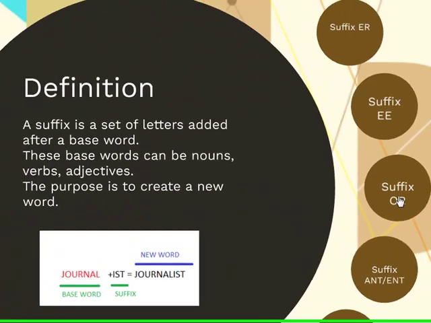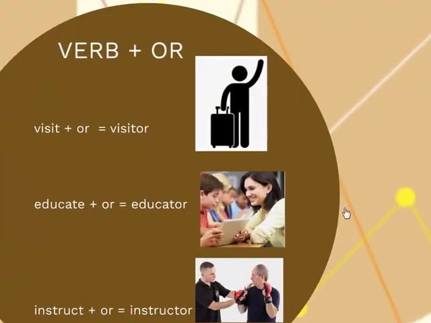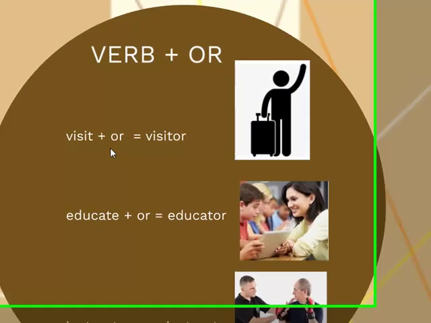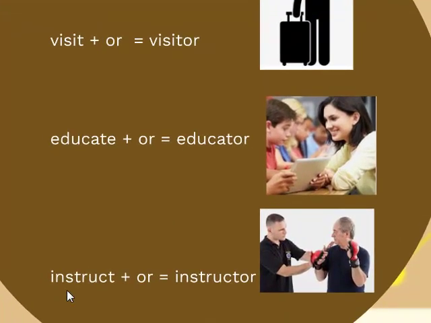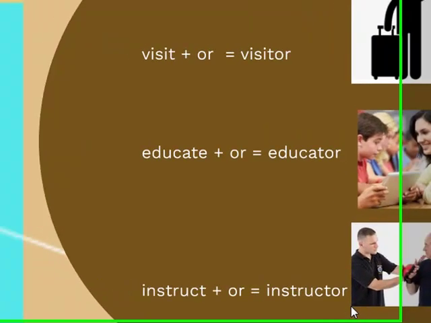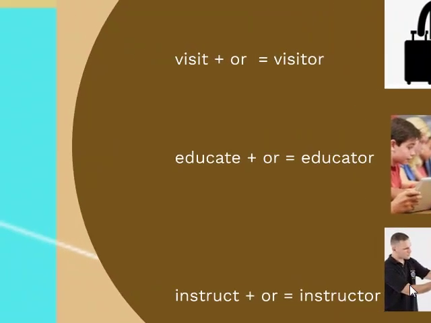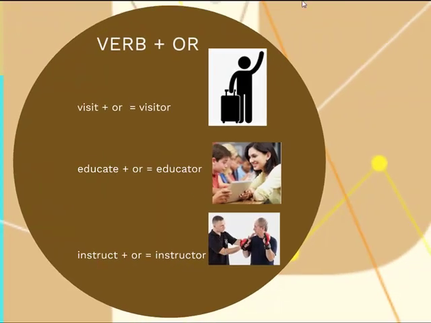Now the suffix or. Okay, so we get visit plus or, we get visitor, is the person who visits you in the house or at work. Educate, we get educator, that is a synonym of teacher. And instruct, we get instructor, is the person to show you how to do a thing. Like in the example, it can be a sport or any kind of exercise.